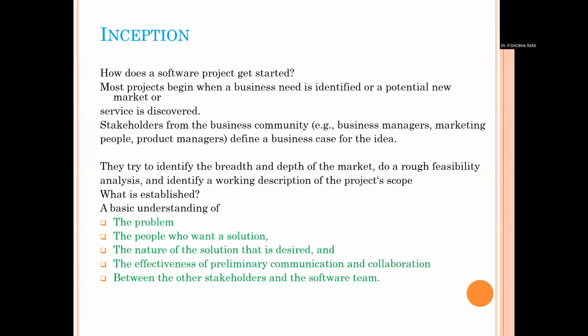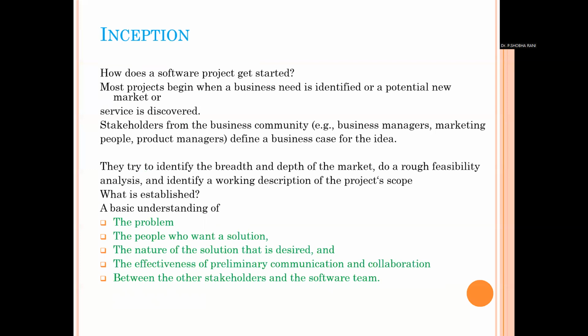The first task is inception. Inception is how your software project gets started; it is the initiation. Before going to the initiation, first we have to understand what our problem is. We will understand the problem to be solved from the stakeholders.